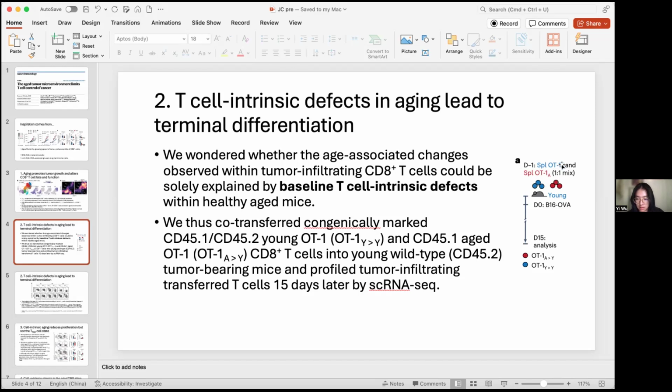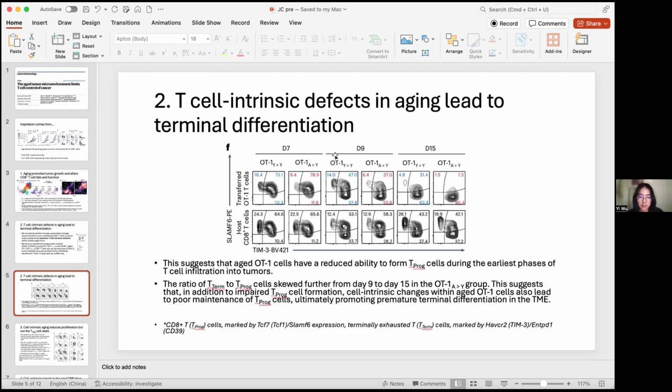The young mice T cells are in blue and the aged T cells are in red, and they injected both of them into young mice to give them the same tumor microenvironment to see if that makes any difference. And this is the result they get.